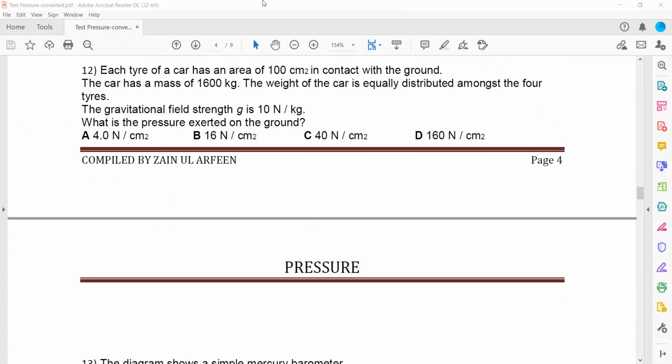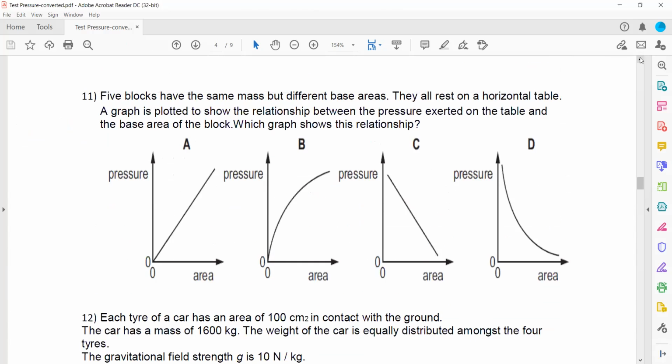In the question, they're asking, we are increasing the area. As you can see, five blocks are there. They have the same mass, but they have different base areas. They are all on the horizontal table. A graph is plotted between pressure and area. So what is the relation between pressure and area? If area is increased, the pressure will decrease.